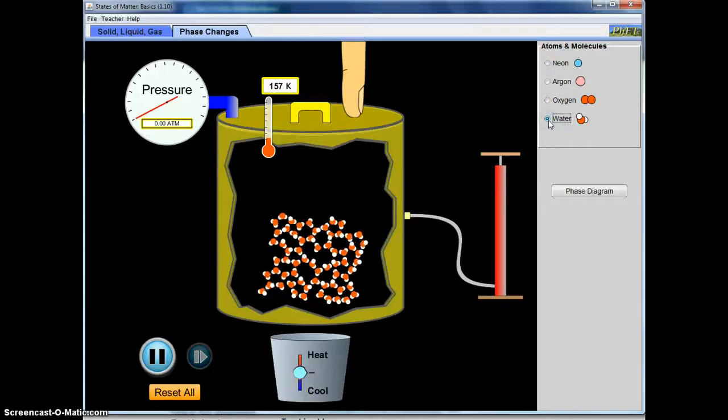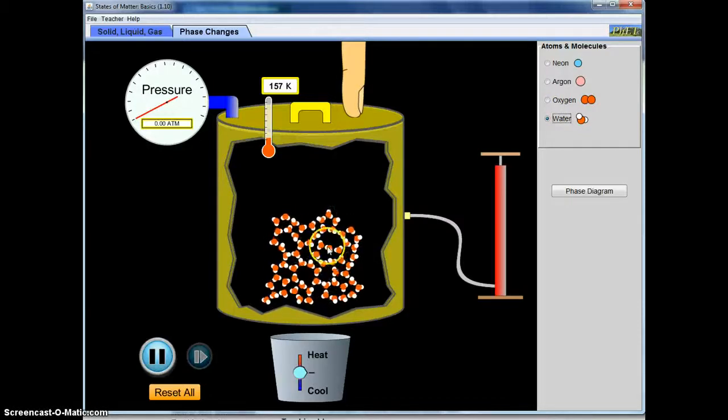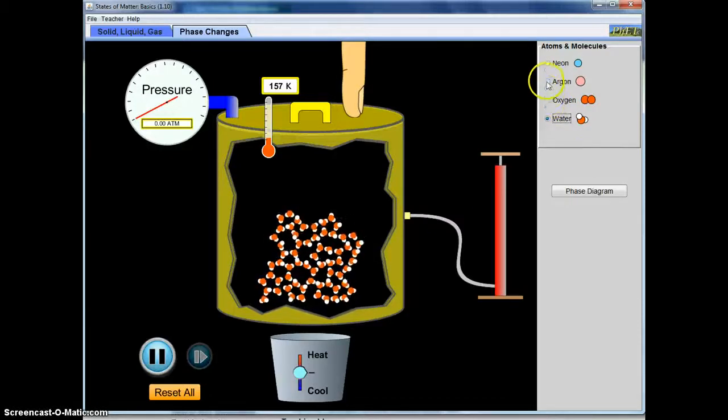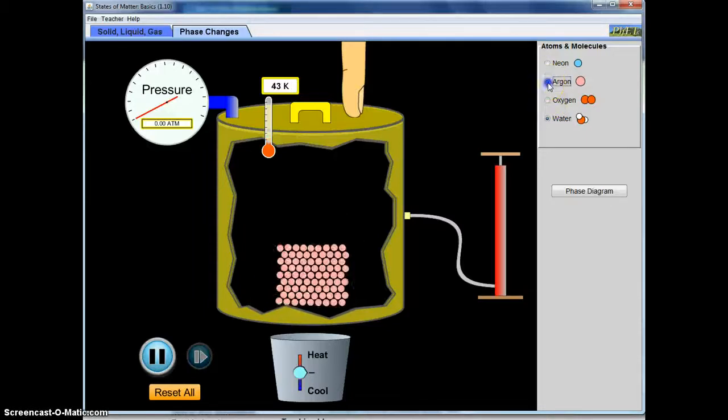So again, like the previous video, I can change the element from neon to argon to oxygen to molecules of water. And just because the water is in this crystalline shape, this definite structure, I'm going to switch over to maybe argon just because it's a single atom. Right now it's in a solid state. As you can see, it's vibrating and it's in a certain structure. What I can do here is take the pump and pump in some more atoms of argon, and it'll just freeze right in with the other atoms.